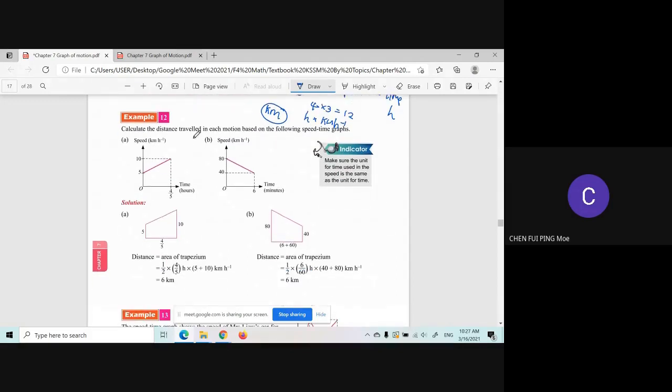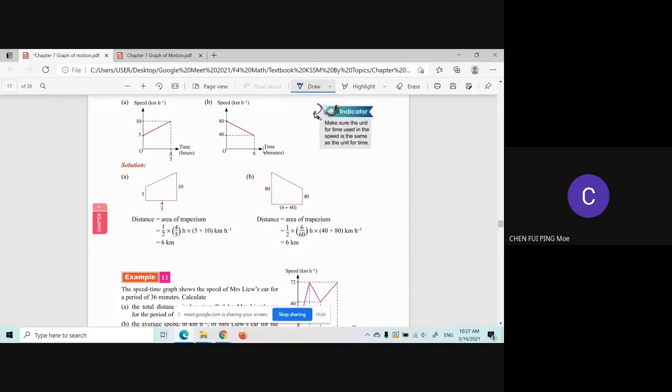For example 12: calculate the distance traveled in each motion based on the following speed time graph. So example number 1. Recall the area of a trapezium. How do you calculate distance from a speed time graph? Find the area. Remember how we calculate area for this? So we know this one is 5, this one is 4 over 5, this one is 10. The formula for a trapezium is 1 over 2 bracket, the parallel parts we add together, so 5 plus 10, and then multiply by the height 4 over 5.